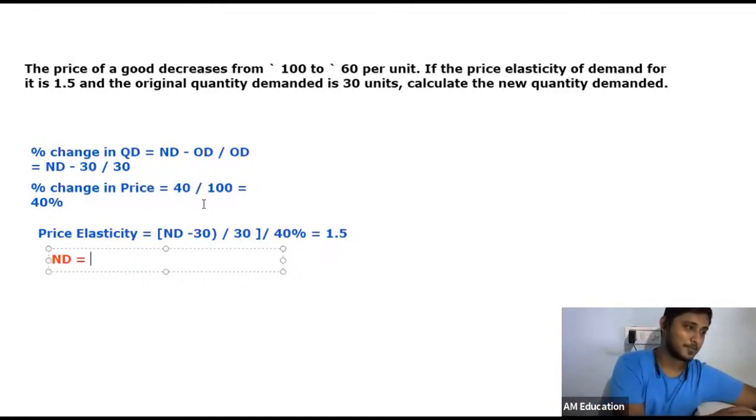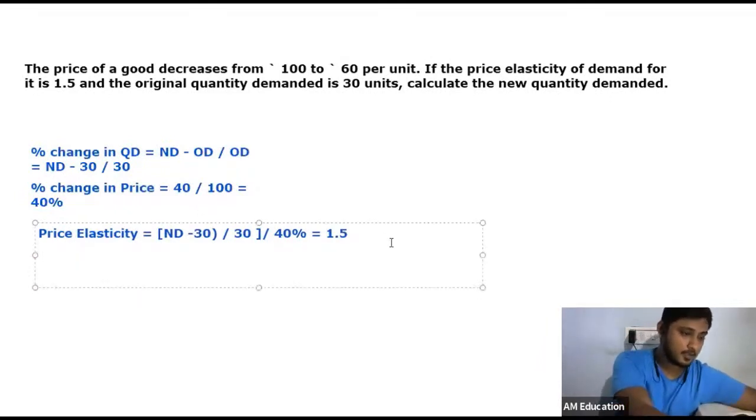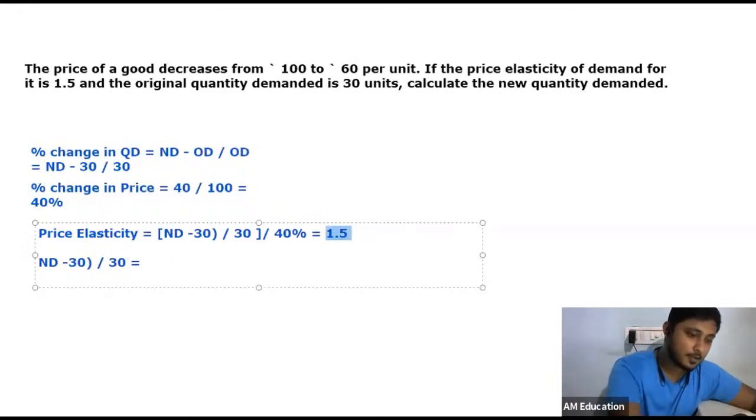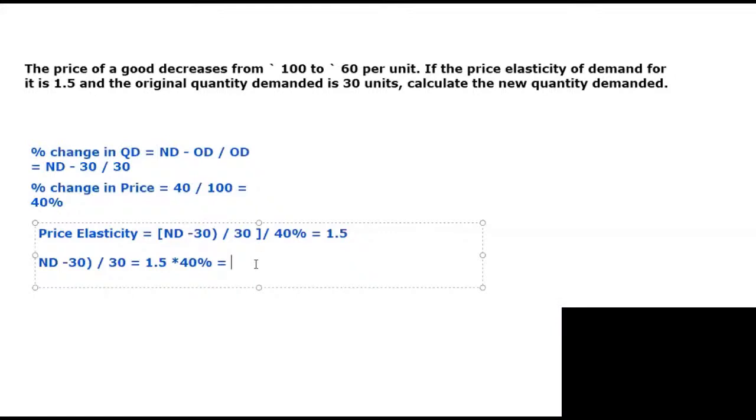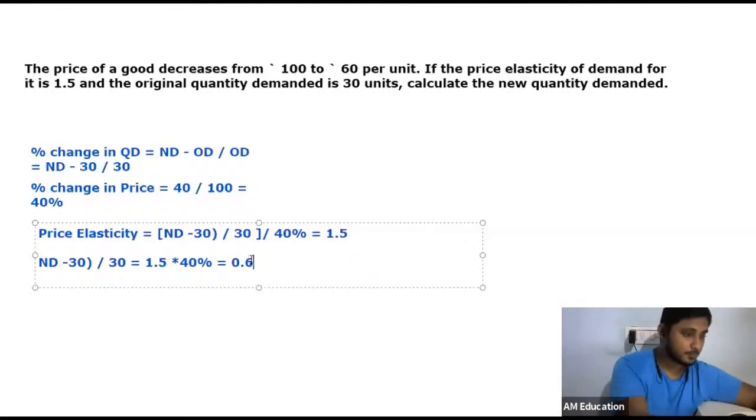So how to do this? I'll tell you. First, 40% is downstairs, right? So from downstairs, let's send it to this side. So now ND minus 30 is equal to 1.5 into 40%. How much is that? 1.5 into 40%? Do use calculators. Yes, 0.6. Okay.